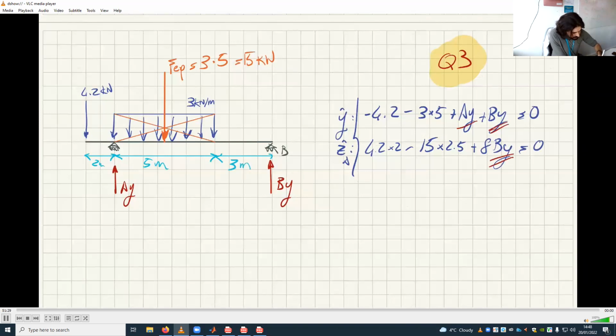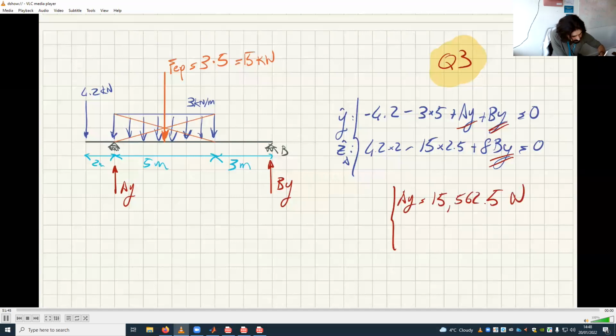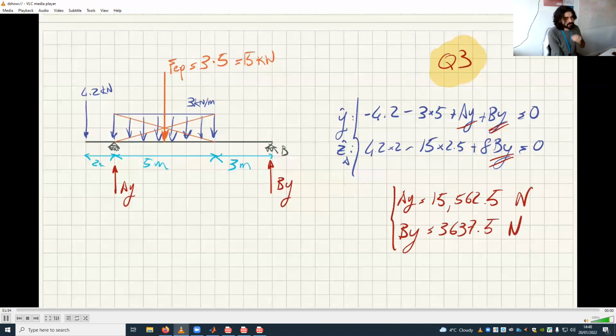Now, I have a solution already. AY and BY are: AY is 15,562.5 newtons, and BY is 3,637.5 newtons. Okay, so this is out of the scope for this tutorial. Of course, this is just simultaneous equations. You should know how to do this.